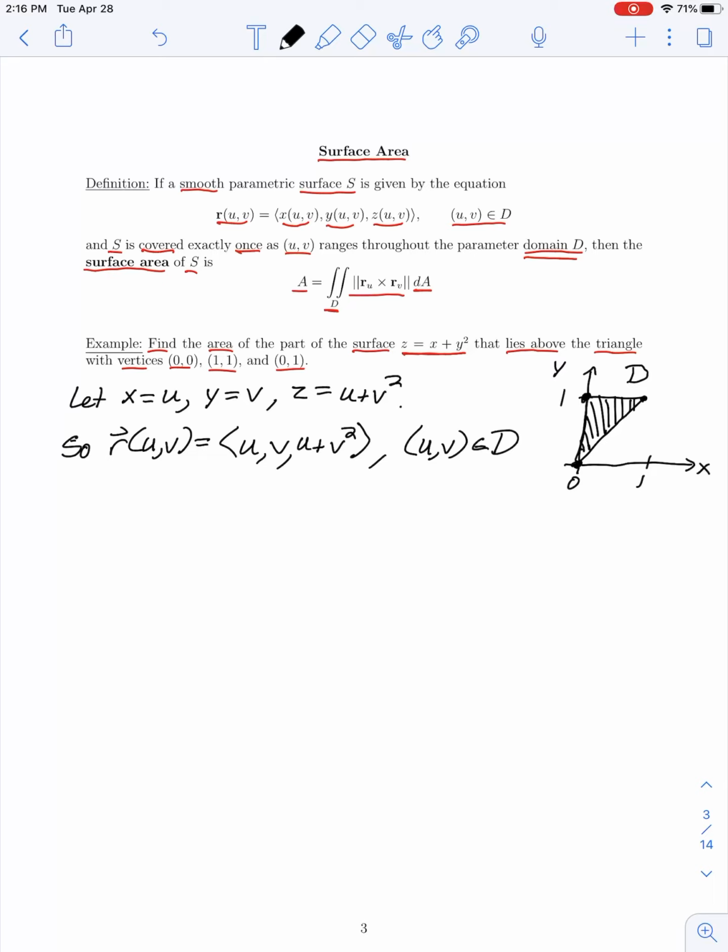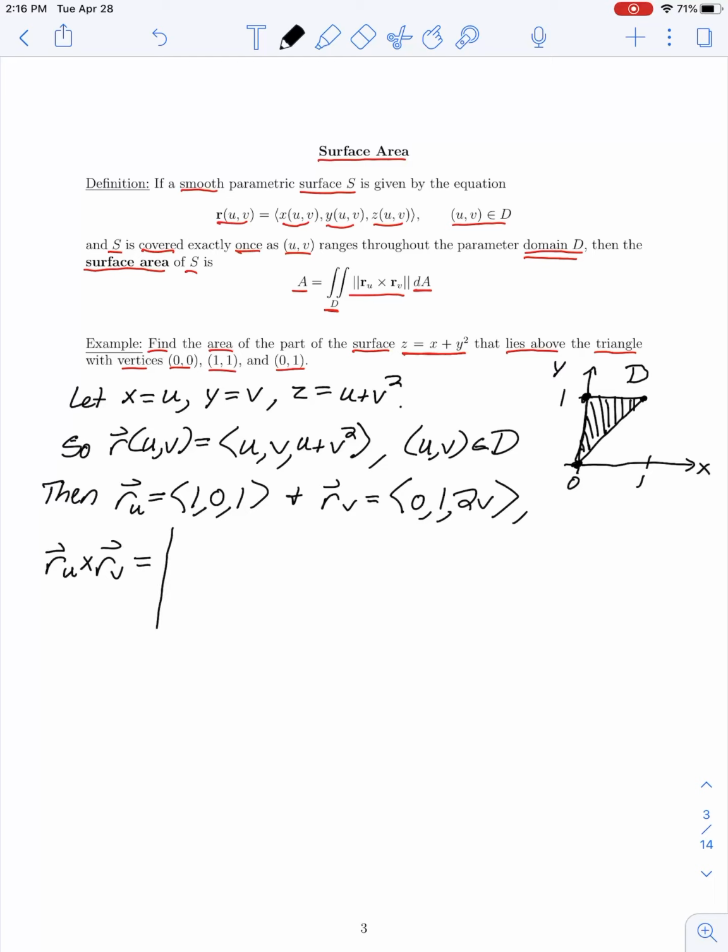we need to find the partial derivatives of r with respect to u and v. So let's see what we have. Here, the partial derivative of r with respect to u would be (1, 0, 1). And the partial derivative of r with respect to v is (0, 1, 2v). Now we need to find the cross product of these vectors. That is r sub u cross r sub v.